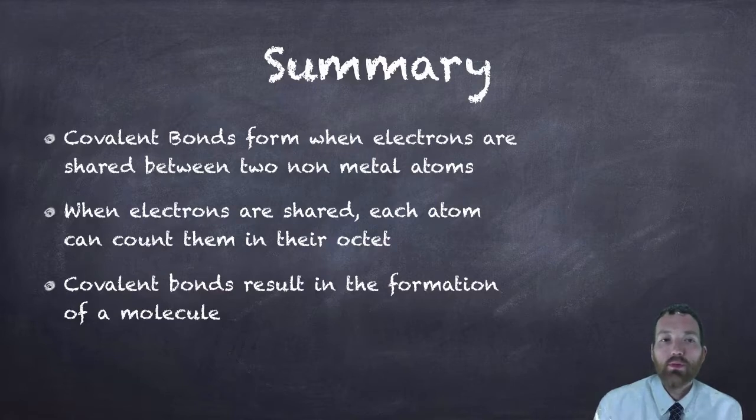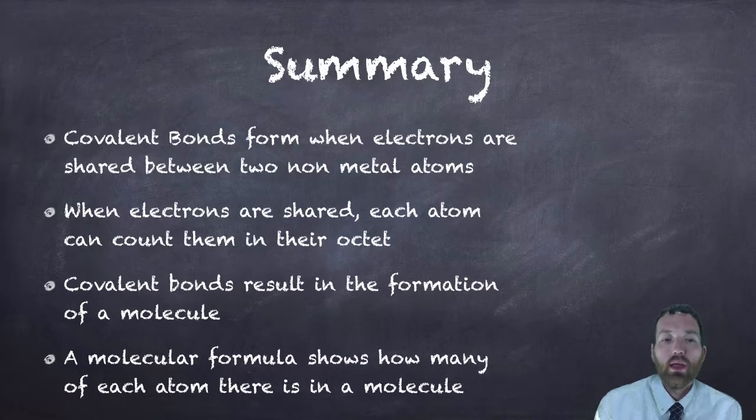Covalent bonds result in the formation of what we call a molecule. Anytime you have sharing of electrons between nonmetals, you make a molecule. And we can write a molecular formula which shows us how many of each atom there is in a molecule. We saw that that tells us some information, but not everything. In the next video, I'm going to show you how to take this information and draw a structural diagram, which is going to become a lot more important later on in this course. I hope this makes sense to you, and if you have any questions, please let me know.